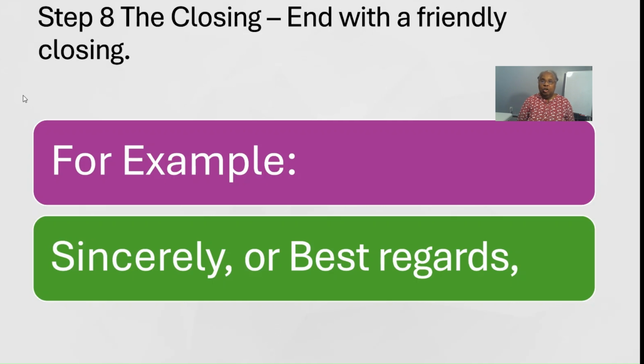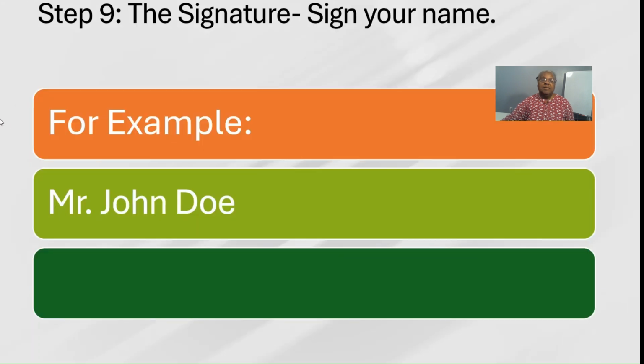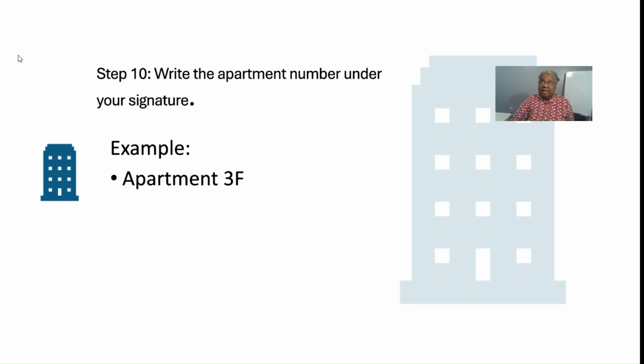Step 8, the closing. End with a friendly closing. For example, you may write sincerely or best regards. Step 9, the signature. Sign your name. For example, Mr. John Doe. Step 10. Write the apartment number under your signature. For example, apartment 3F.